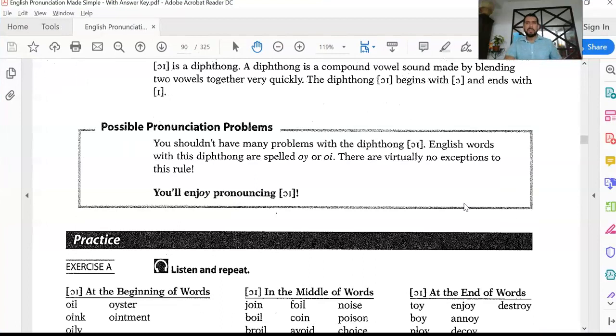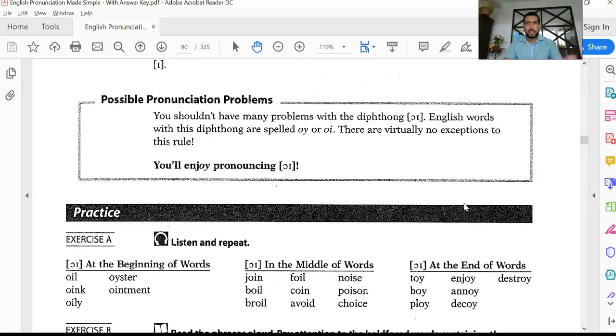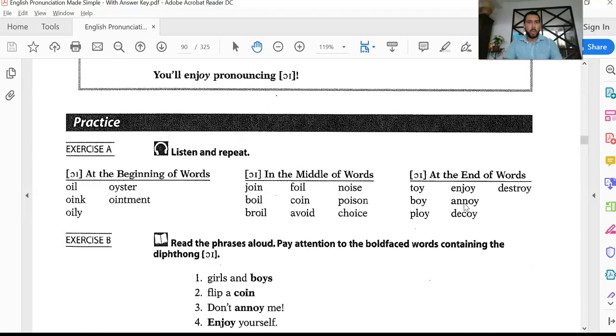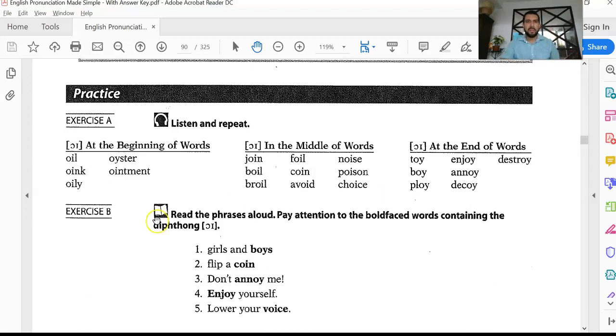Like I said, you shouldn't have many problems because English words with this diphthong are usually spelled O-Y or O-I. There are virtually no exceptions to this rule, so you'll enjoy pronouncing oi at the beginning of words. You have words such as oil, oink, oily, oyster, and ointment. In the middle, you have join, boil, broil, foil, coin, avoid, noise, poison, choice. At the end, you have toy, boy, ploy, enjoy, annoy, decoy, destroy.